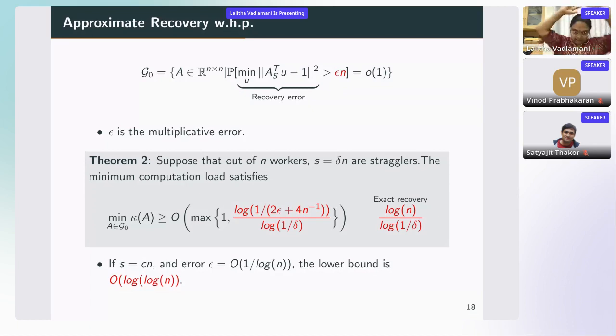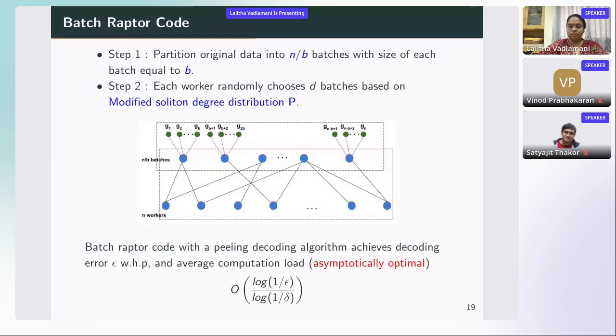Only thing is, of course, the fractional repetition code does not achieve it. So the authors of the paper do what is known as batch Raptor code and show that it is asymptotically optimal. So what's a batch Raptor code? I'll just give a very brief description of the code. You have these gradients, let's say G1 to Gn. You divide them into disjoint batches, so n by b batches of size equal to b, and do a Raptor code on each batch.